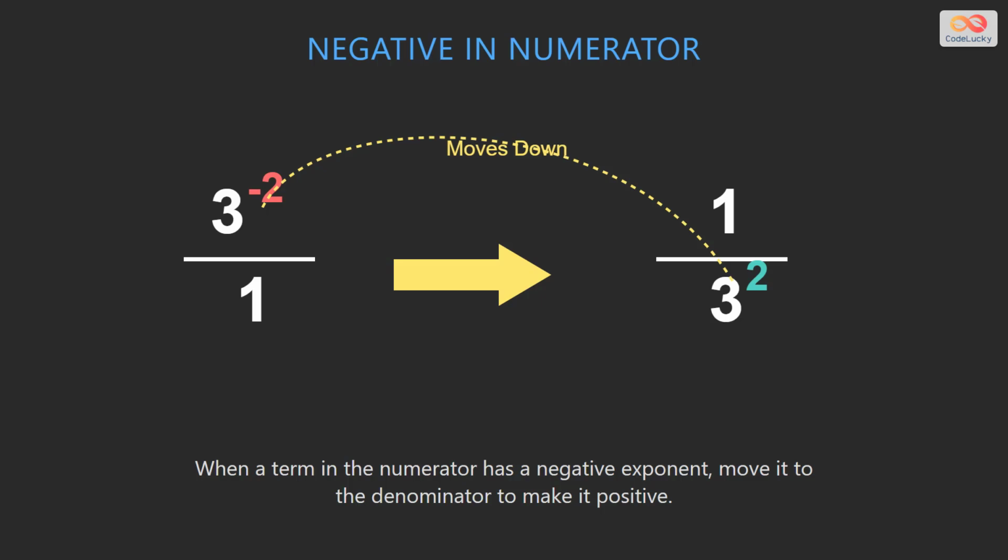If you have a negative exponent in the numerator, or top part of the fraction, you must move the entire term to the denominator, or bottom part. Notice how 3 to the power of negative 2 moves down to become 3 to the power of positive 2.